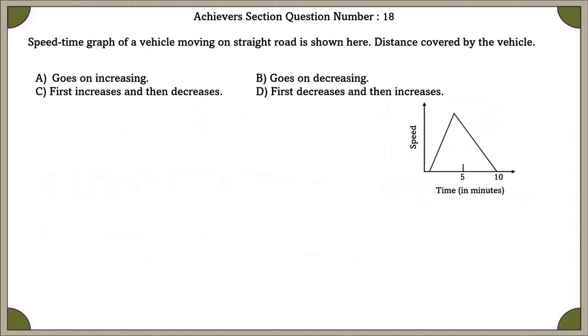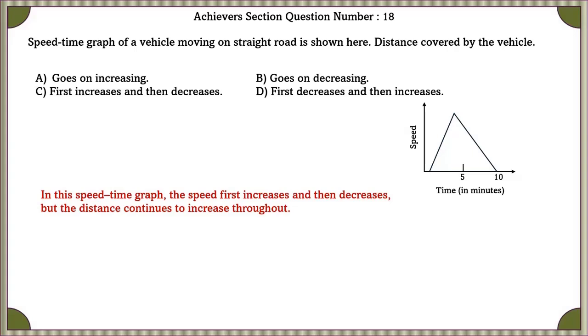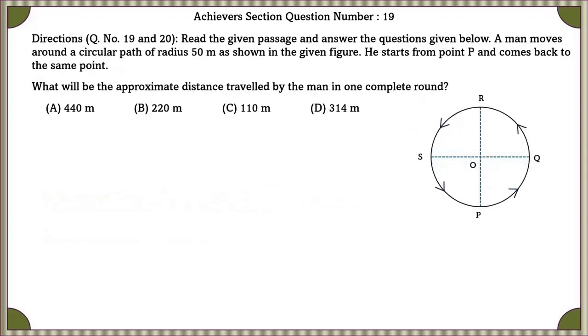Achiever section, question number 18. Speed time graph of a vehicle moving on a straight road is shown here. Distance covered by the vehicle is? In this speed time graph, the speed first increases and then decreases, but the distance continues to increase throughout. Since distance is a scalar quantity and never decreases with time, A option is the correct option.